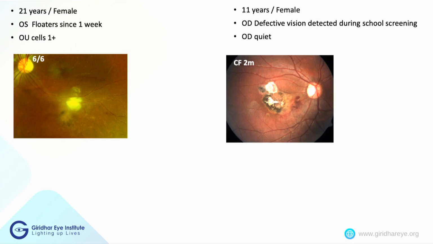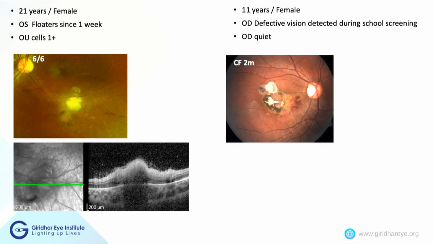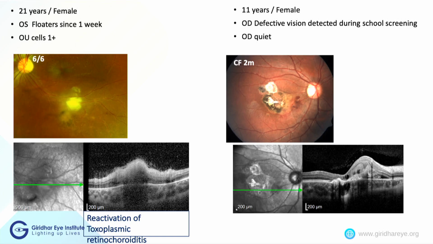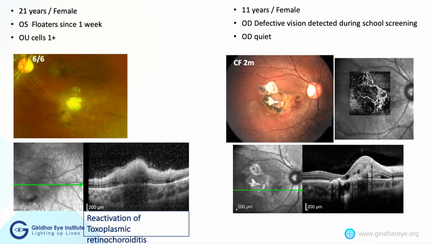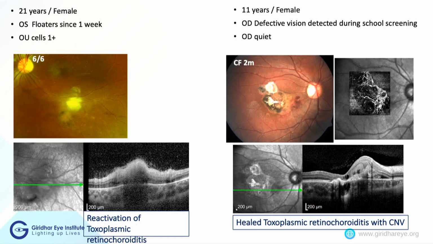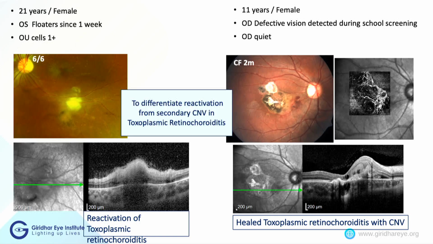Again, I am showing you two lesions, active lesions adjacent to a scar. In the first case, it is suggestive of reactivation of toxoplasmic retinochoroiditis, whereas in the second case, we can see subretinal hyperreflective material with intraretinal and subretinal fluid, and OCTA showing a network, showing that this is a case of secondary CNV with toxoplasmosis. So it is only with MMI you can differentiate between reactivation and a complication.